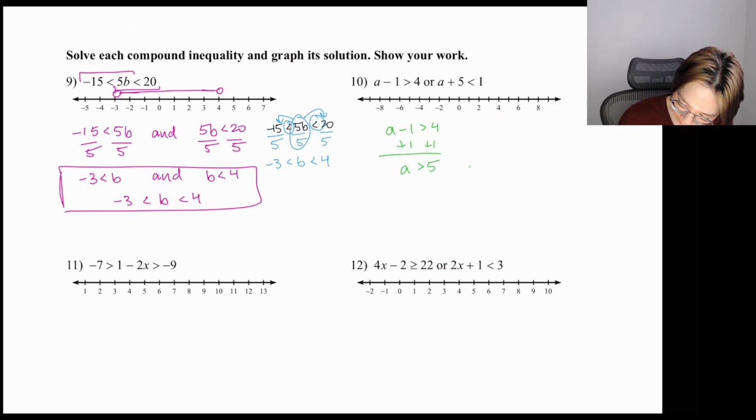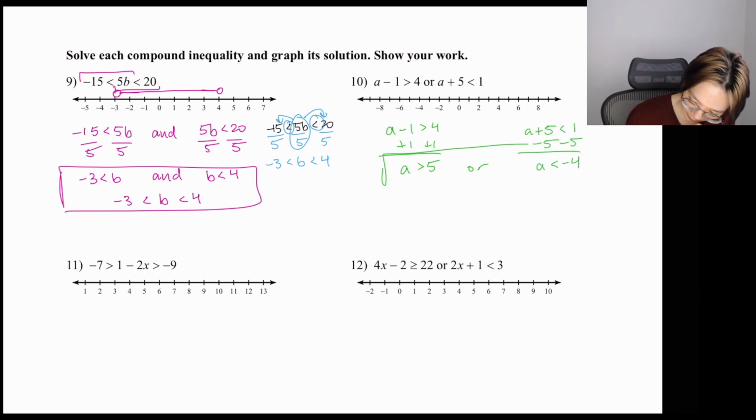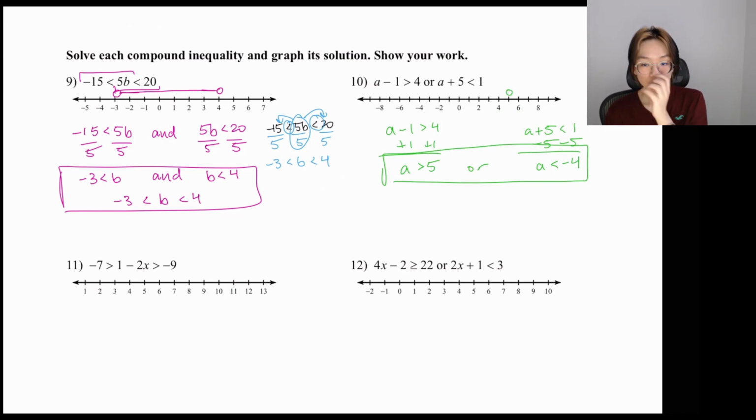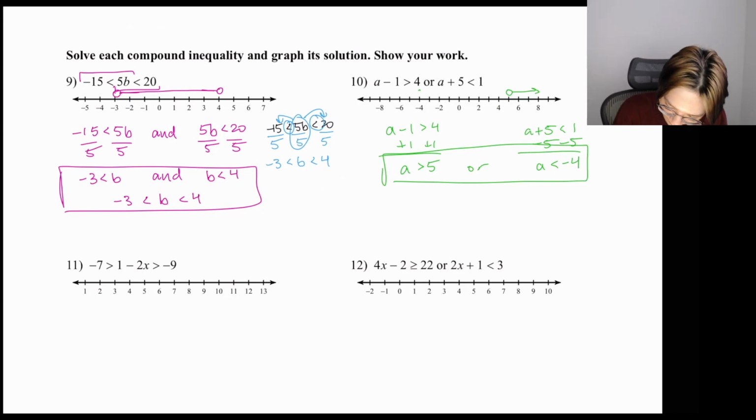A is greater than 5, or A is less than -4. So there's our answer right there. So we have one graph at 5. 5 is between 4 and 6. Open circle at 5. Greater than 5, so it goes this way, and -4 is right here. So less than -4 this way.